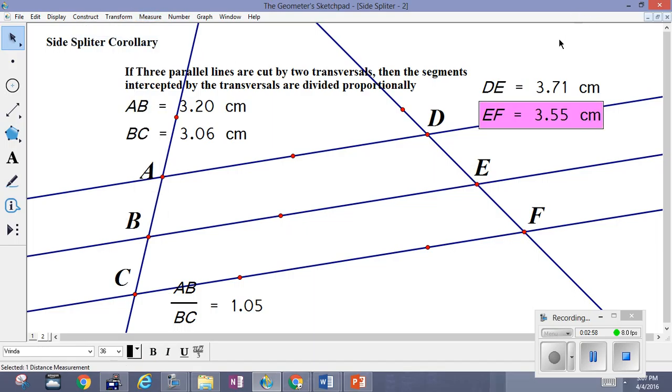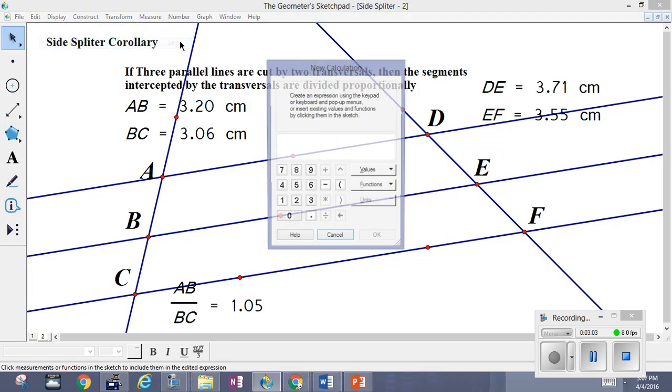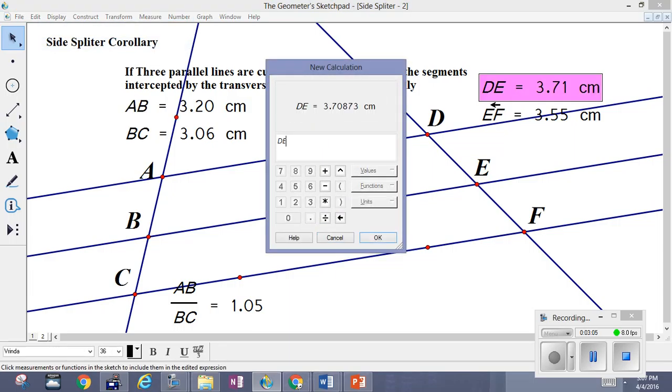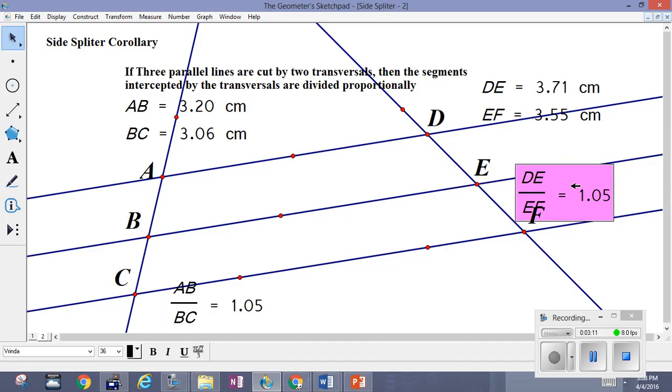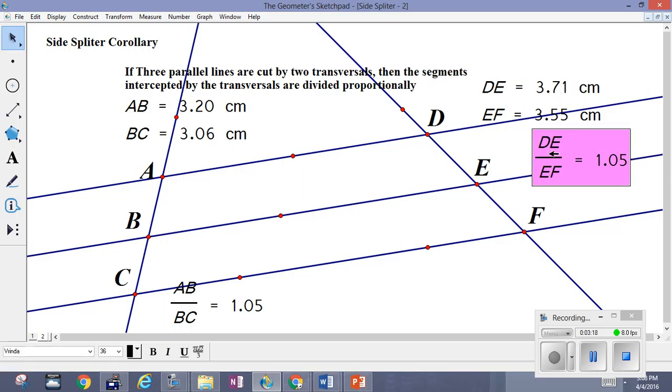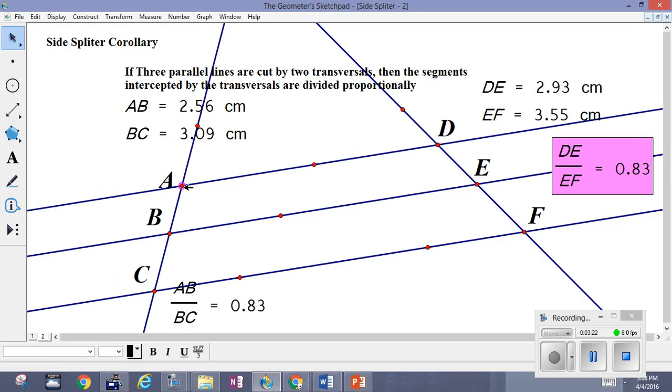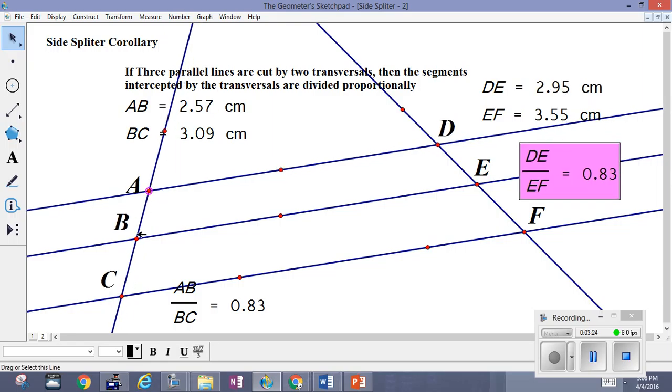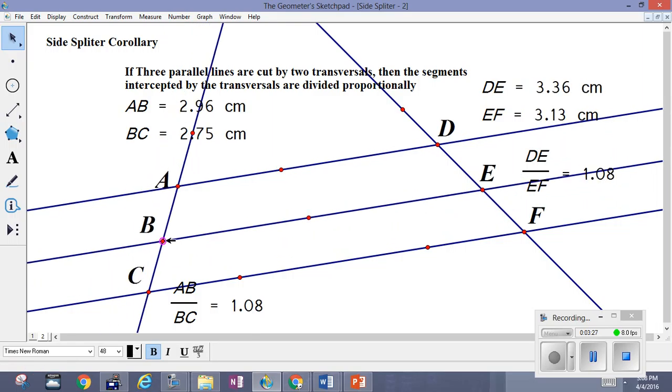And now we take their ratio. And so number, calculate the top piece to the bottom piece. And what we should see is, of course, that is in the same ratio as the others. So again, when three parallel lines are cut by two transversals, those sections of the transversal define the top and bottom portions. AB to BC is the same as DE to EF.